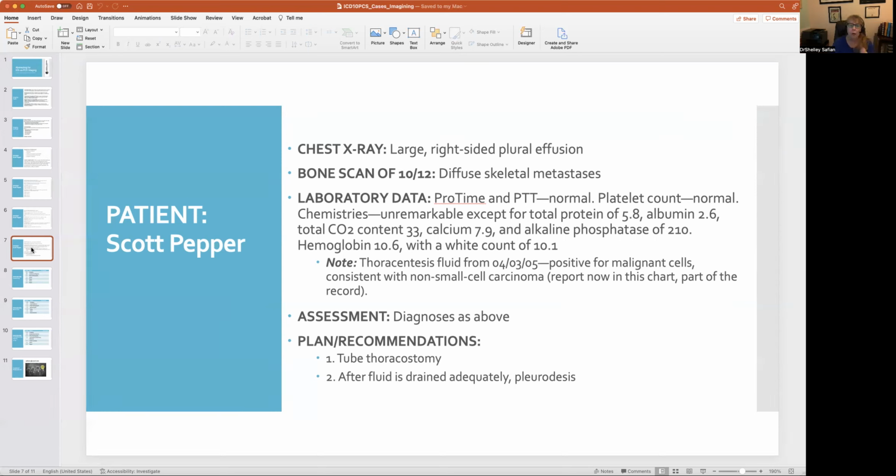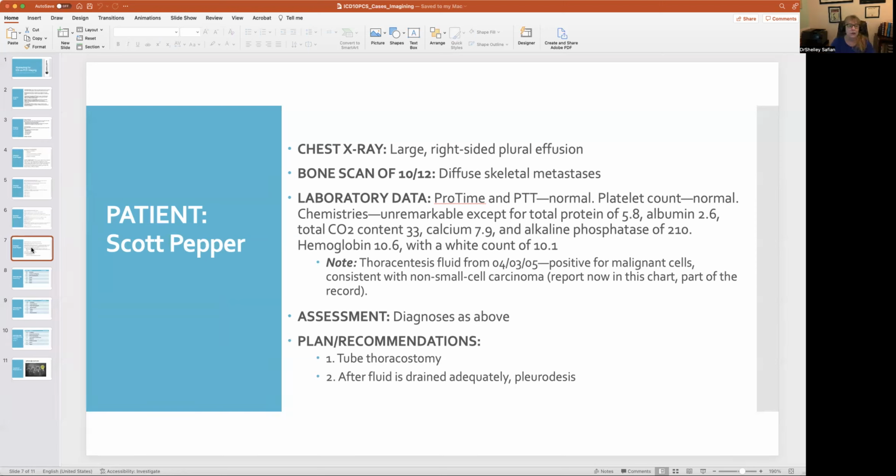Okay. All right. Thoracentesis. Remember, thora for the thorax, centesis is the pulling out of fluids. Remember when we did obstetrics, amniocentesis, amniotic fluid, centesis, extracting fluid. Okay. This is why we made you take medical terminology and anatomy and physiology before you came into coding, right? Okay. Assessment, diagnosis as above.